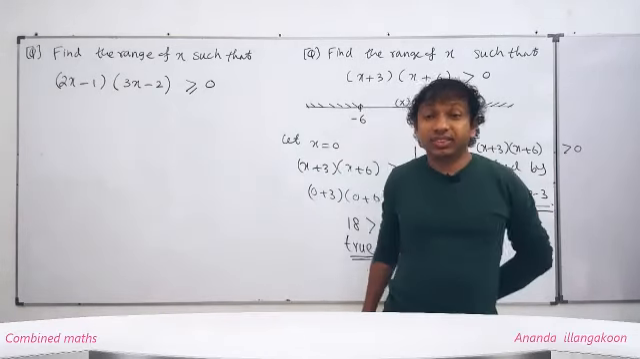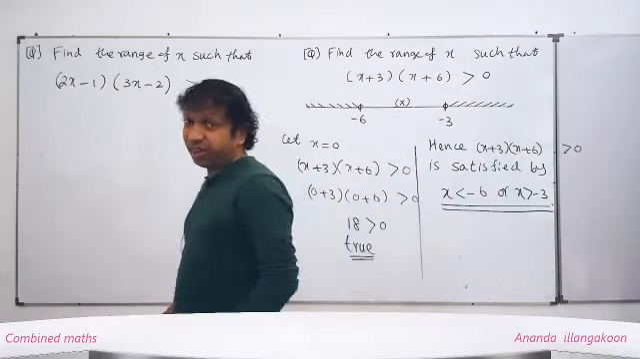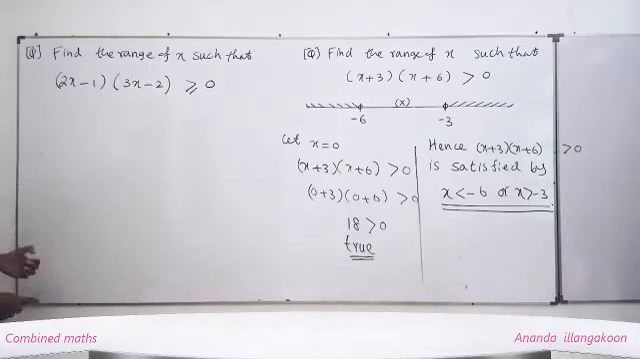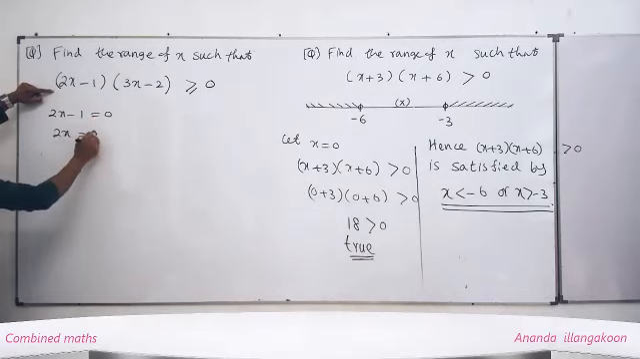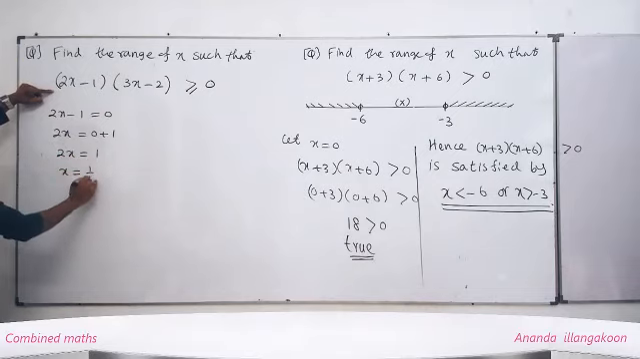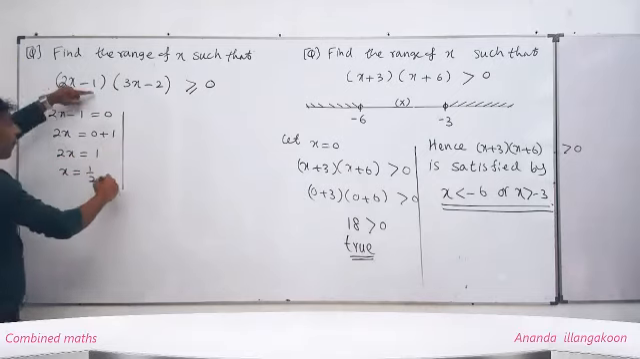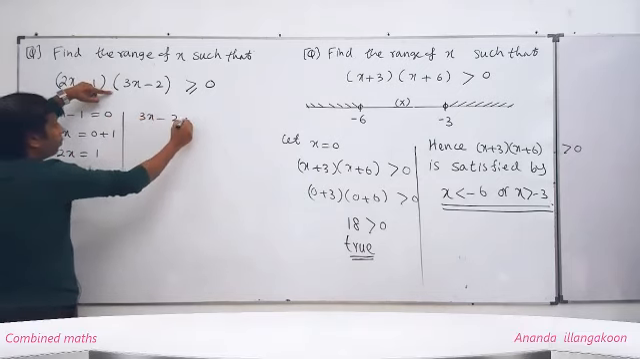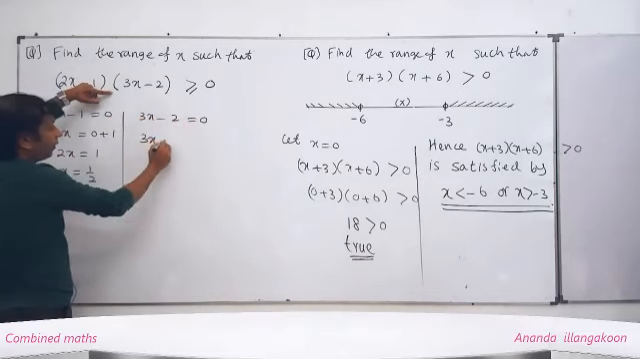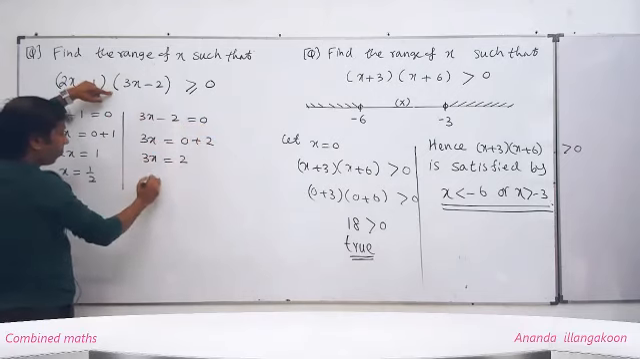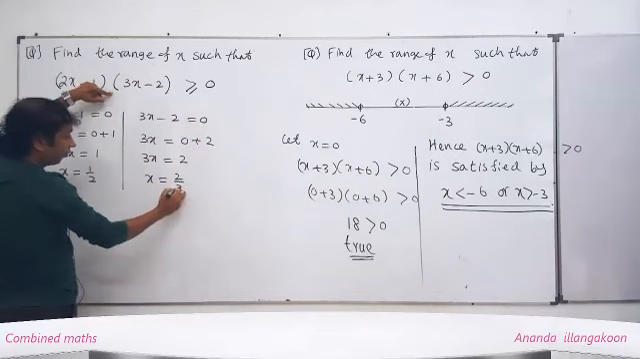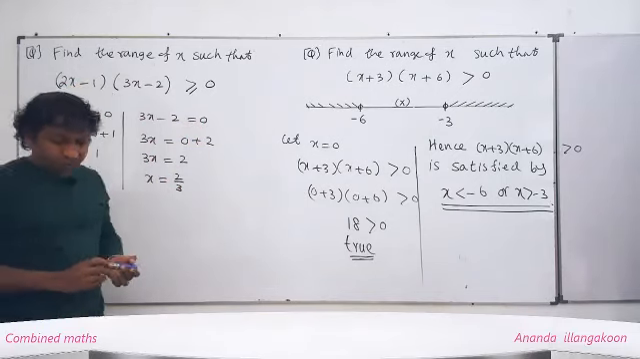People, we have to equate each bracket to 0 to find x now. Be careful. This time, 2x minus 1 equals 0, people. 2x equals 0 plus 1. 2x equals 1. x is half. 3x minus 2 equals 0. 3x equals 0 plus 2. 3x is 2. x is 2/3.